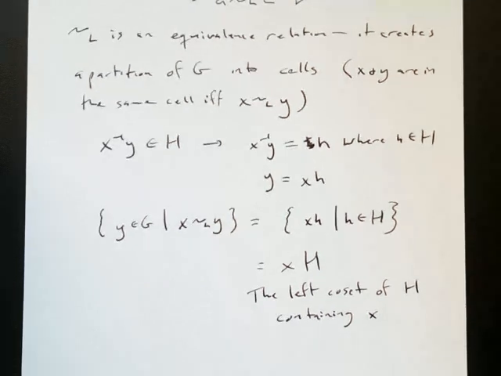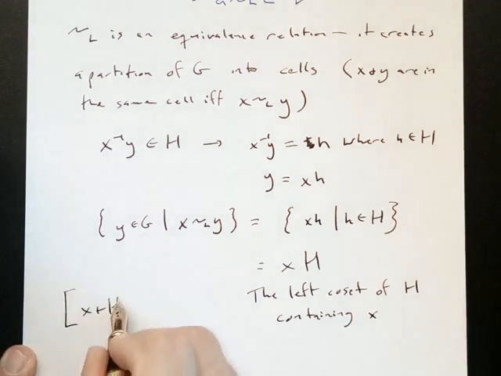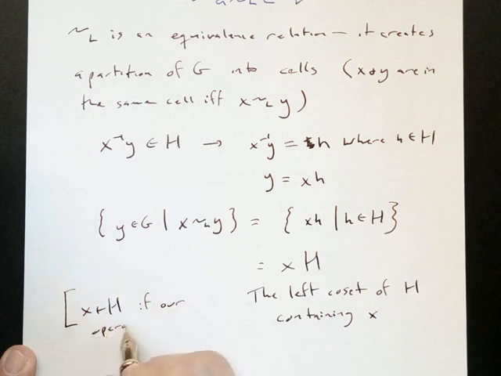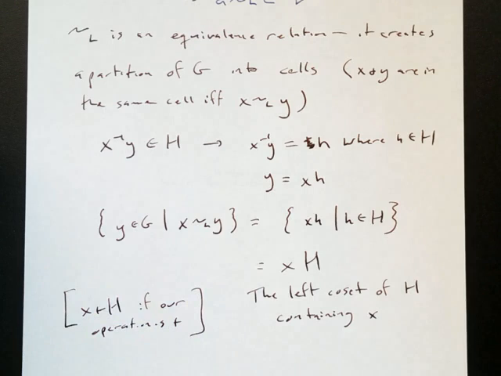By the way, if I am working with groups where the operation is addition instead of multiplication, we often will write X plus H instead of X times H. Questions on how I built this coset? I promise I'm not pulling this out of thin air. You've seen this before. Ready for an example?